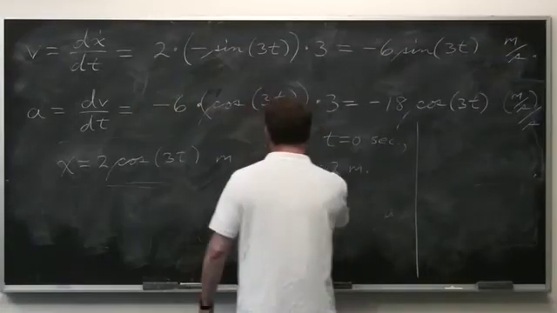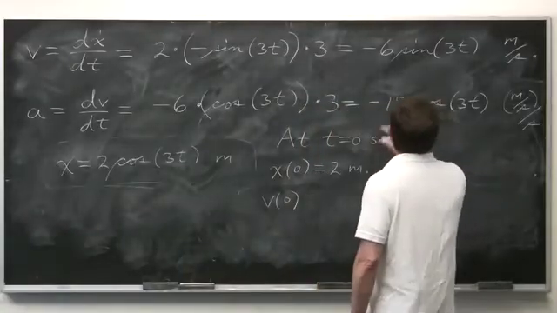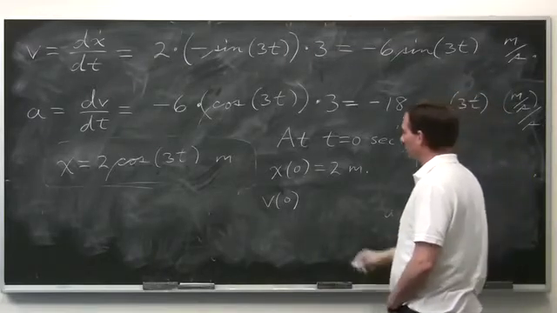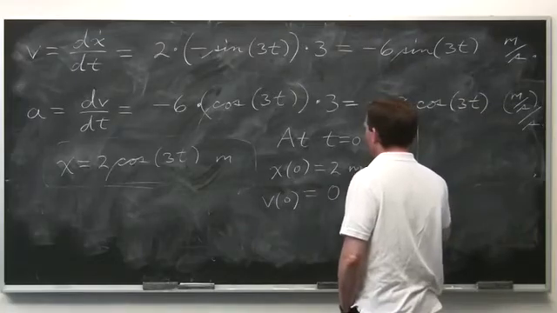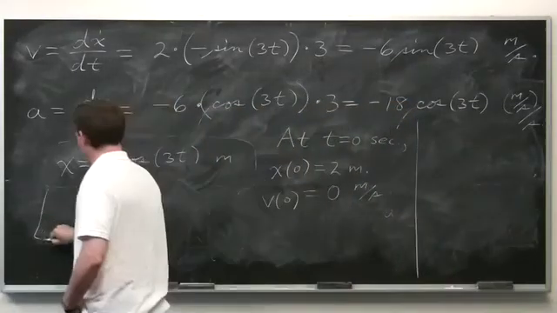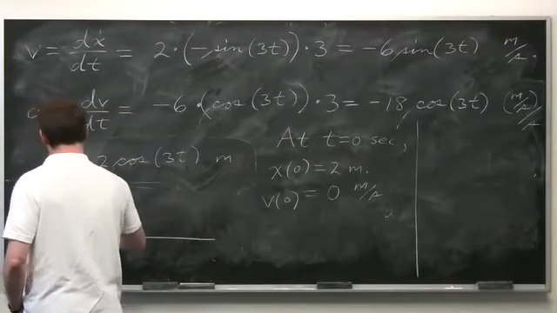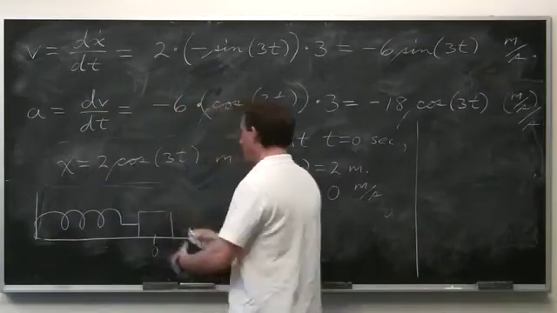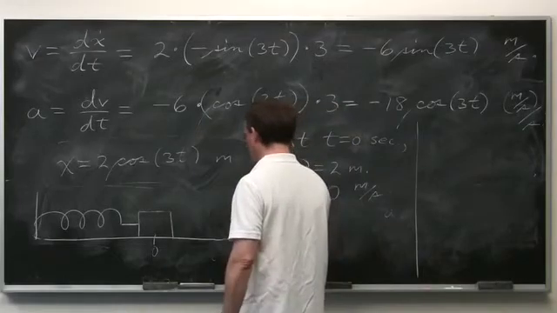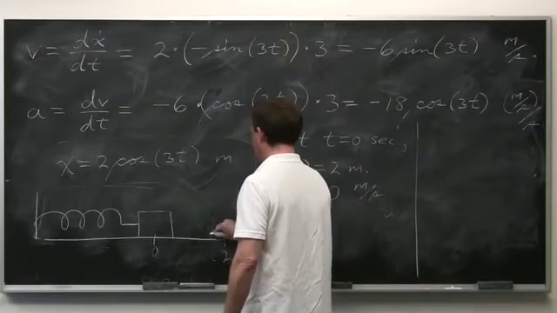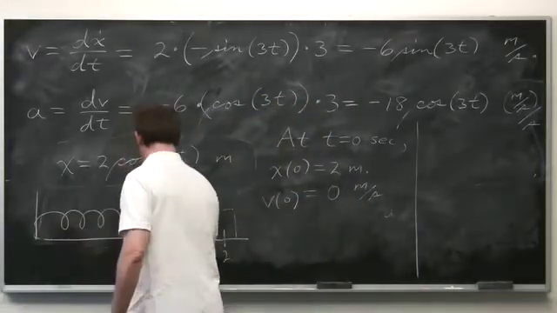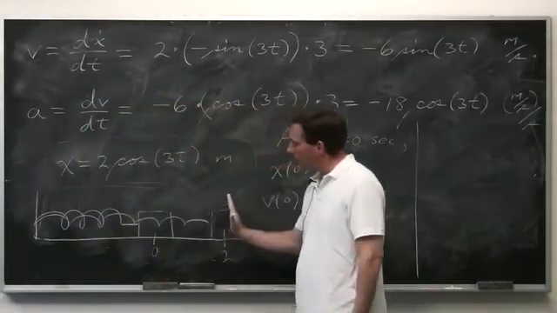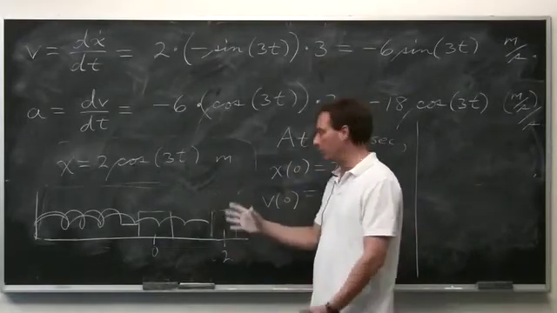All right, what's the velocity at time 0? It is minus 6 times the sine of 0. But the sine of 0 is 0, so this is 0 meters per second. At time 0, this is the equilibrium position. We pulled the block over to the 2 meter position, so the string would be stretched. We pulled the block over to here, and we let it go, starting with 0 velocity.